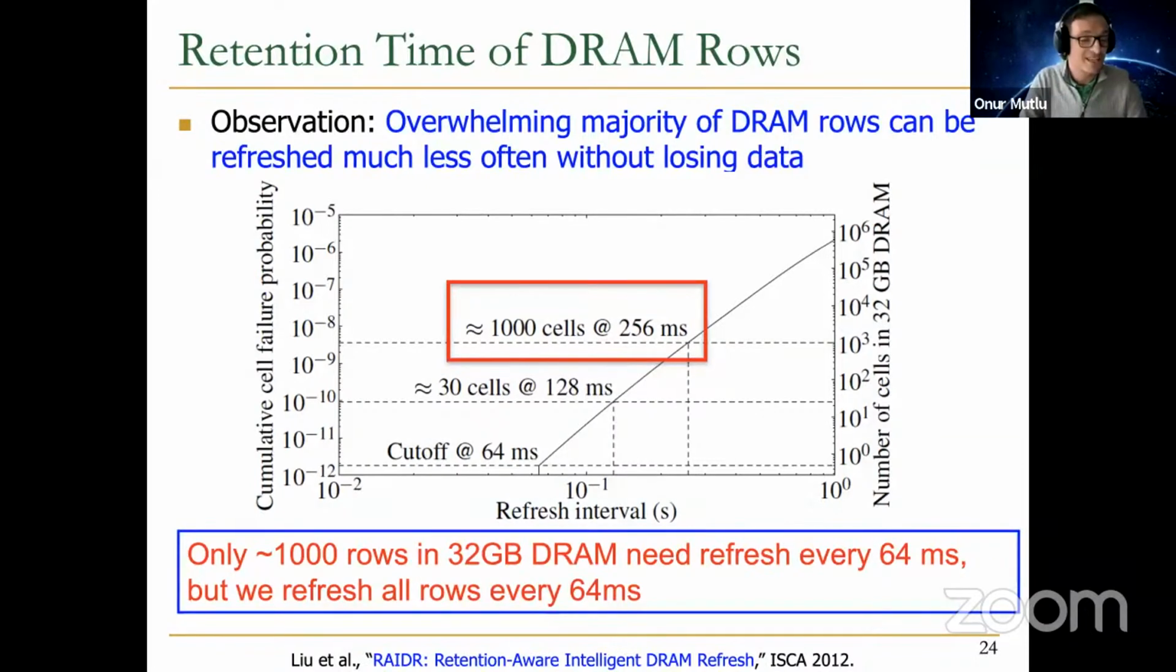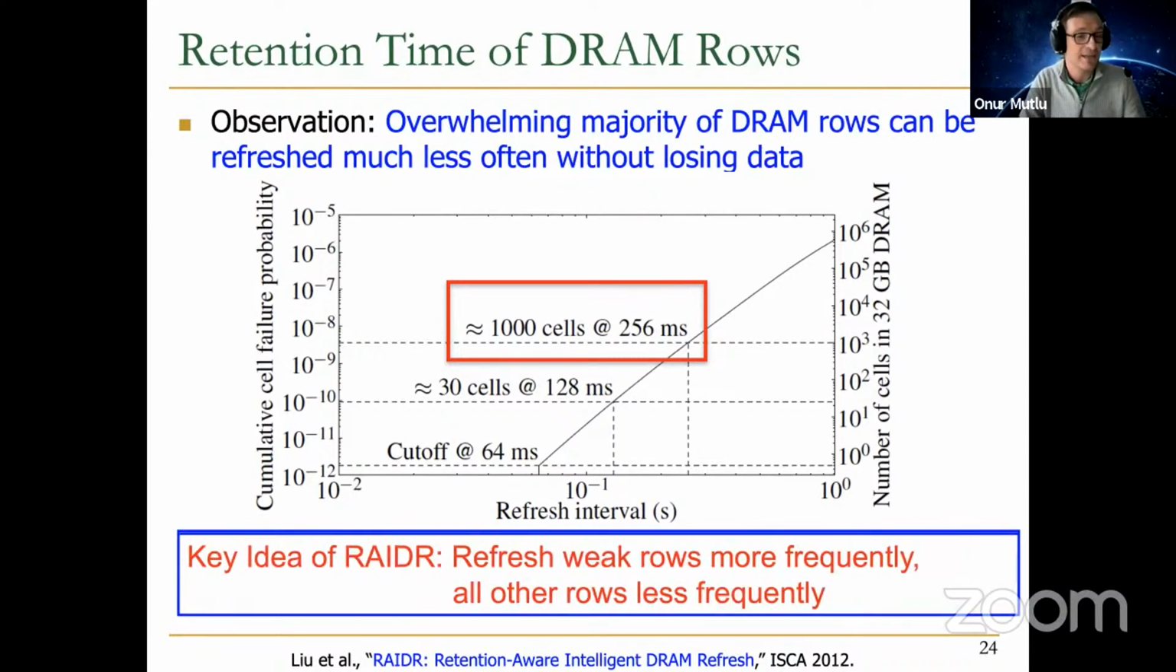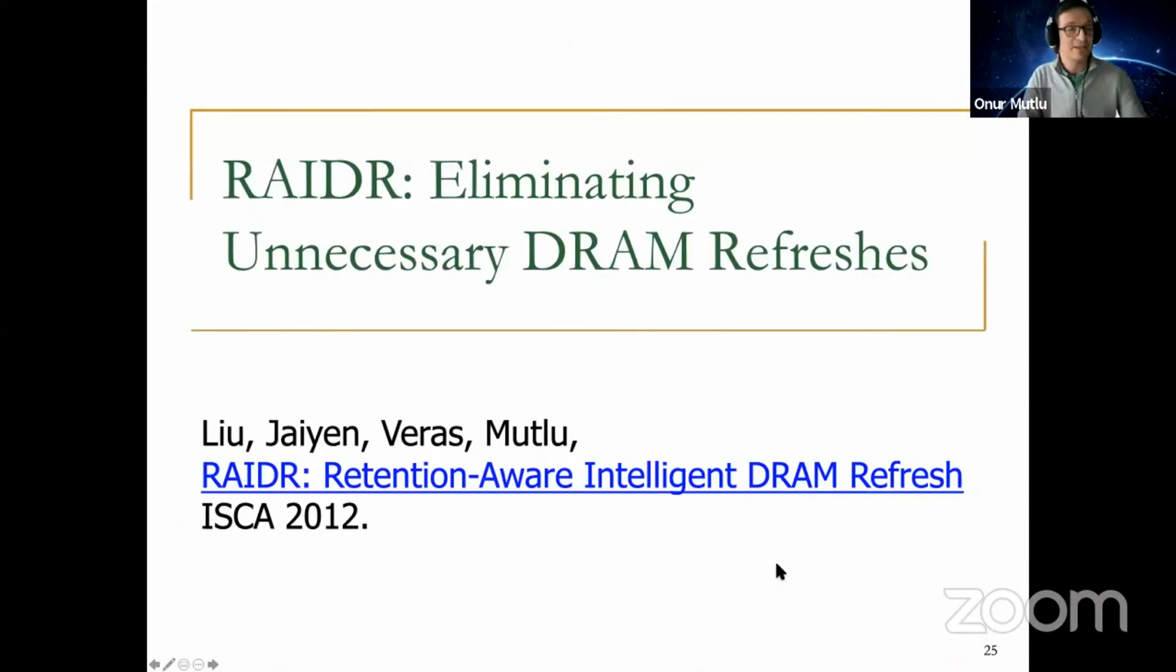I've already given you basically only about 1,000 rows in 32 gigabyte DRAM need refresh every 64 milliseconds. But today we refresh all rows every 64 milliseconds. This is a huge inefficiency. And the key idea of the mechanism, which we call RAIDR, retention-aware intelligent DRAM refresh, is to refresh weak rows more frequently, all other rows less frequently. So let me tell you the key idea, basically.